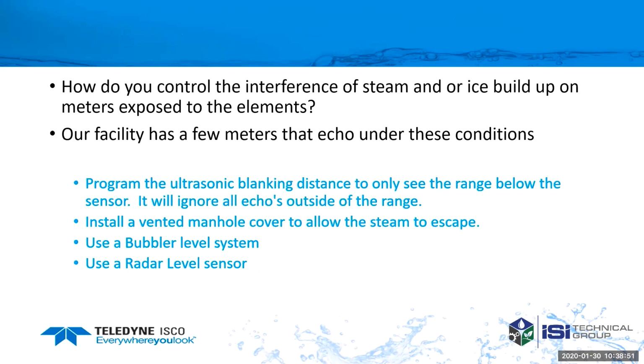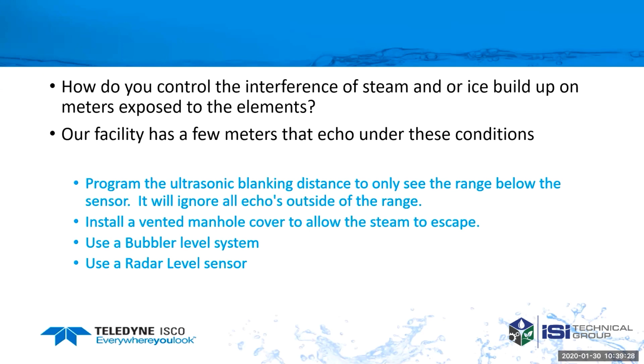So how do you control interference of steam or ice buildup on meters exposed to elements? Our facility has a few flow meters that echo under these conditions. If you have the ultrasonic sensor, you could try setting the blanking distance on it. The default range is 0 to 10 feet. You can set that a little bit closer, so if it's getting stray echoes, it could filter or ignore the outside echoes. I've had people vent the manhole, so instead of a solid manhole cover, have it with grooves or vents in it to allow the steam to escape.